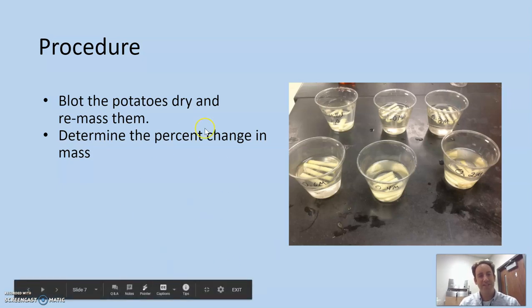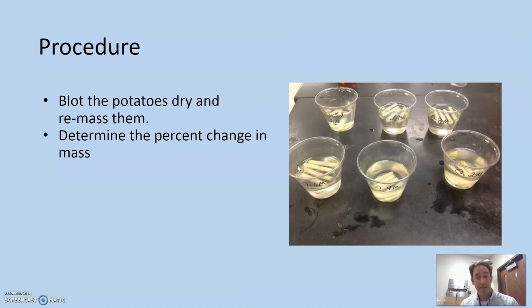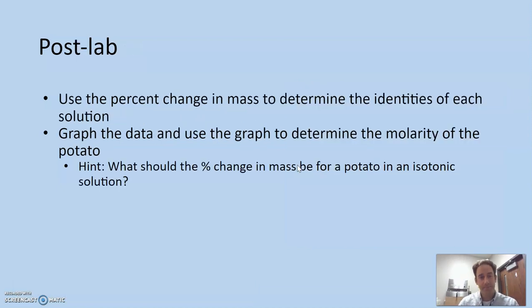And then you're going to determine the percent change in mass. So did the potato cores in each cup gain mass or lose mass? Then, as your post-lab activity, you're going to use that percent change in mass to determine the identities of each solution. So again, some will probably gain mass, some will probably lose mass, and it really depends on the difference in solute potential between the liquid in the cup and the potato core. You're going to graph your percent change in mass data, and then use that graph to determine the actual molarity of the potato.